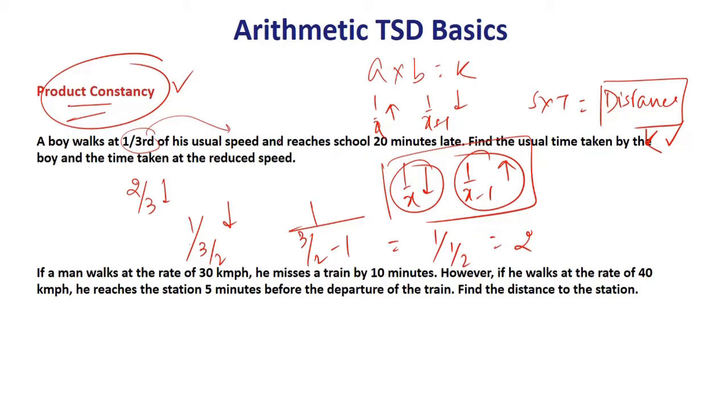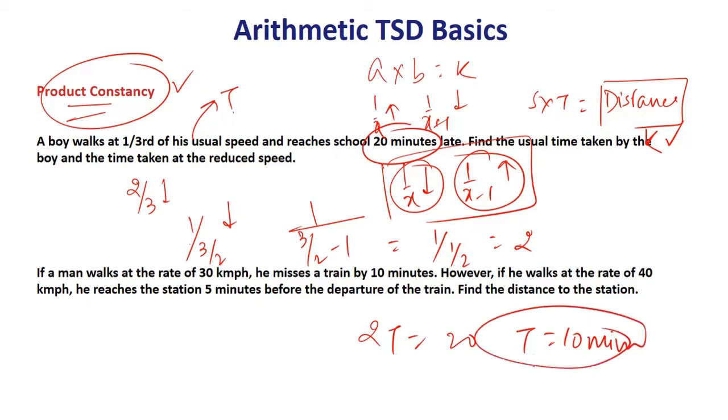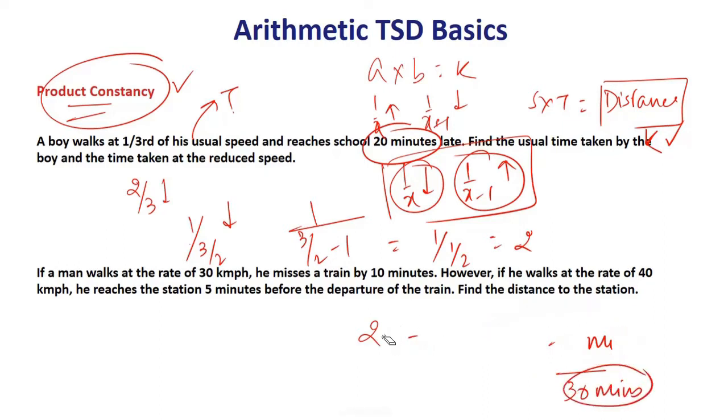Originally, let's say the time taken was t minutes, in the case wherein he was getting 20 minutes late. So it has increased by 2t. So 2t is equal to 20 minutes. Therefore t is equal to 10 minutes. So originally he used to take 10 minutes, and after reducing his speed, he takes 30 minutes. Very simple. Now this is product constancy.